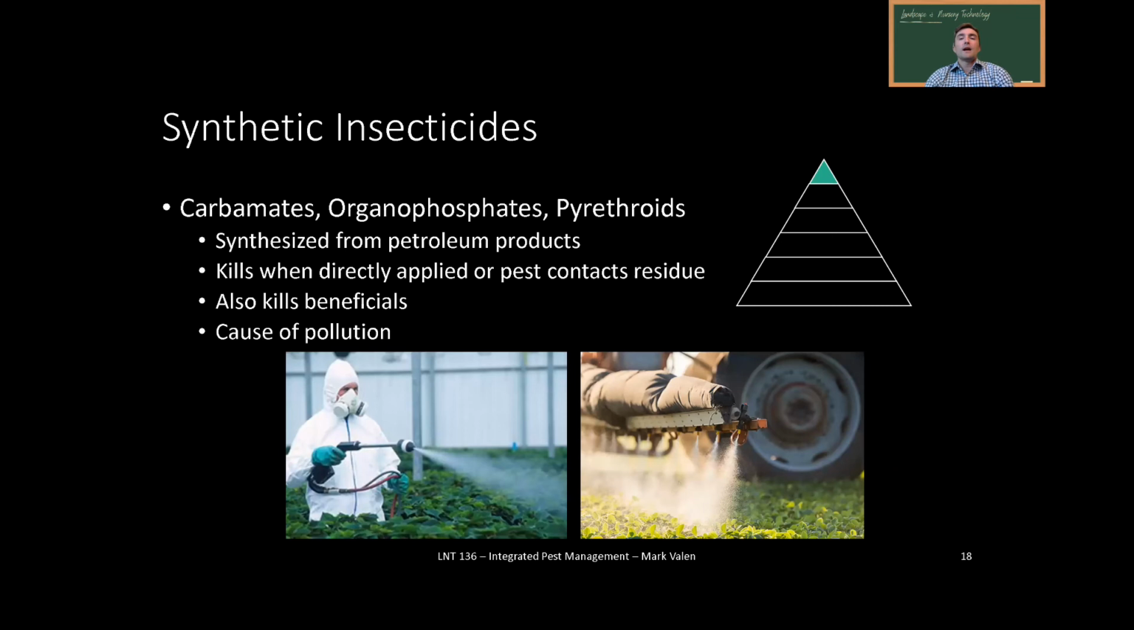And now let's go to the very tippy top of the pyramid. And these are the things you should use as a very last resort. And here we have synthetic insecticides. And these are things like carbamates, organophosphates, and pyrethroids. Most of these are synthesized from petroleum products. Oftentimes they kill when directly applied or when the pest contacts the residue. These will also usually kill the beneficials, and they can be a pretty terrible form of pollution.